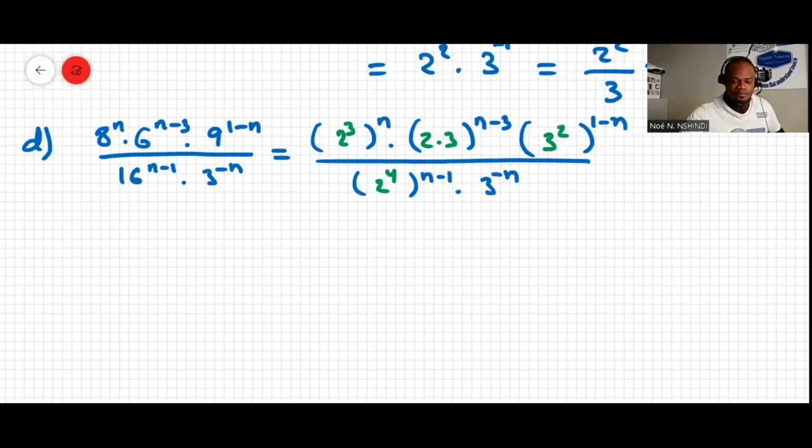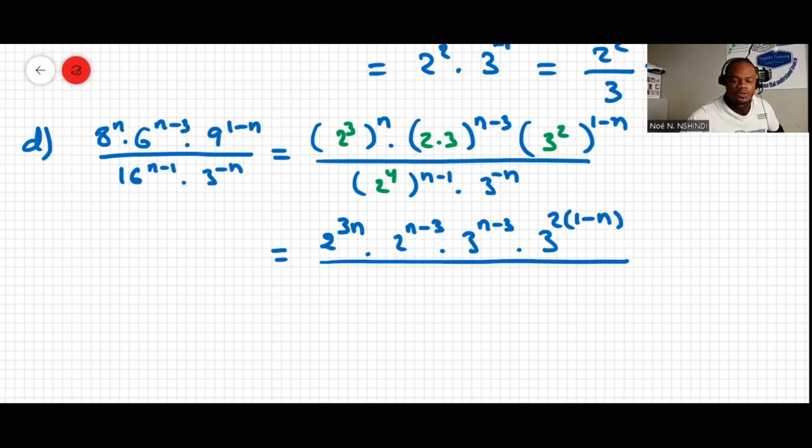Now that we have written them in terms of the prime factors, we can simplify. That makes 2 to the power of 3n, multiplied by 2 to the power of n minus 3, multiplied by 3 to the n minus 3, multiplied by 3 to the 2 open bracket 1 minus n, use brackets here, all over 2 to the power of 4 open bracket n minus 1, times 3 to the negative n.